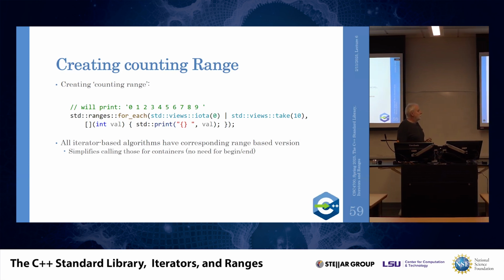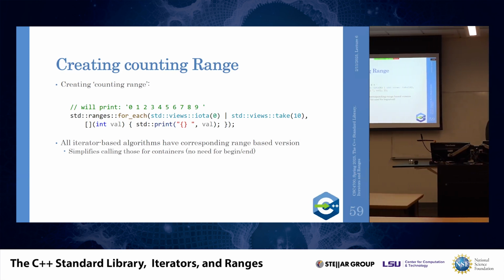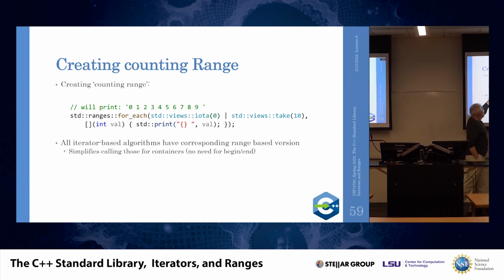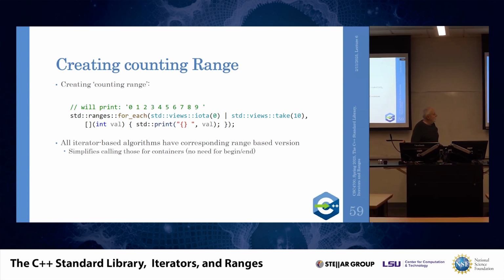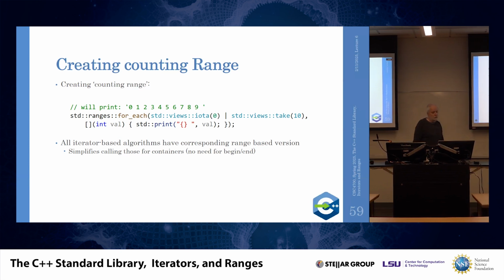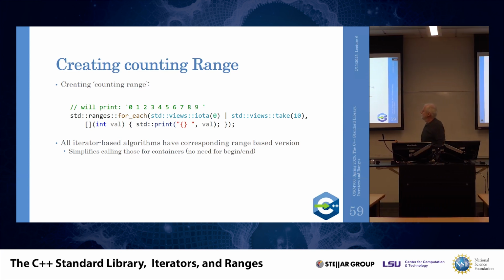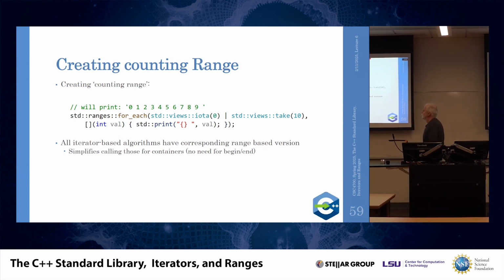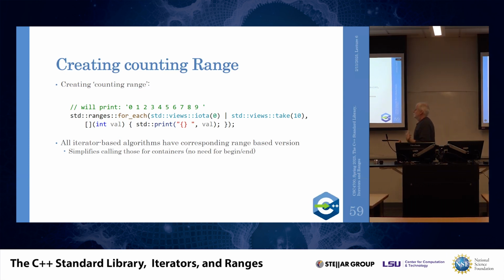So all iterator-based algorithms have a corresponding range-based algorithm in the standard library. The only difference is that they live in a different namespace, std::ranges in this case. So if you want to use range-based algorithms, you have to use std::ranges instead of just the std namespace. And as you see, there's no need for begin and end. It simplifies using ranges, containers, and so on and so on.